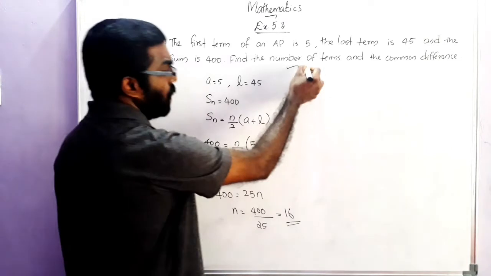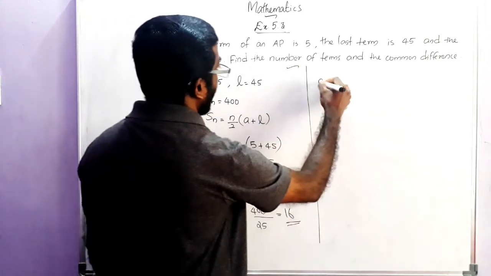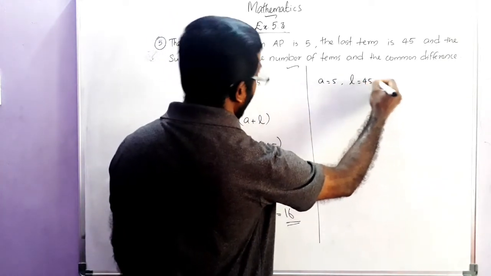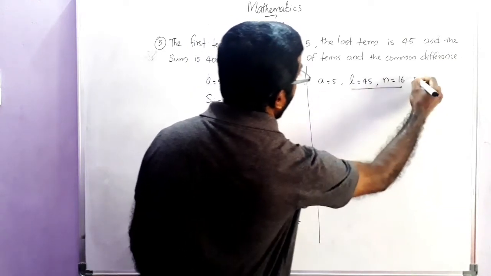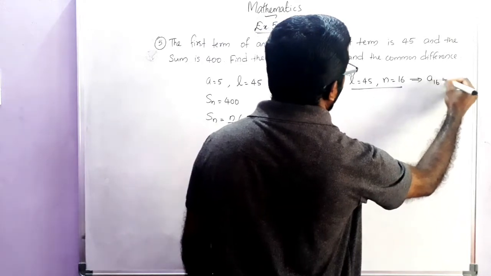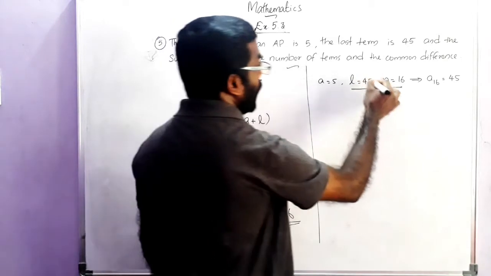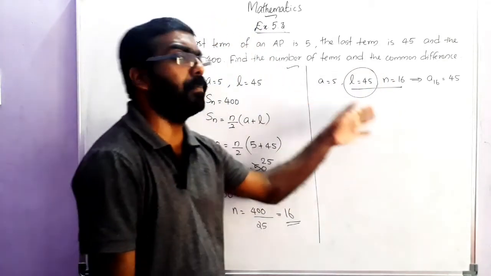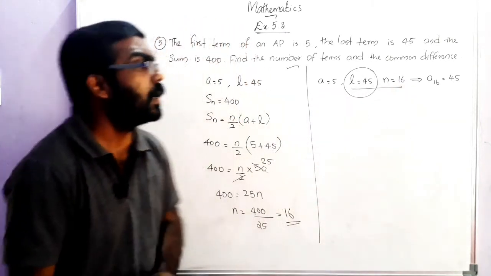Now we can find the common difference. So to find the common difference, here we know a is equal to 5 and l is equal to 45, then n is equal to 16. So these two conditions imply that a16 is equal to 45. Understood? l means the last term. Here the last term is 45 and the AP consists of only 16 terms. So the 16th term will be the last term.